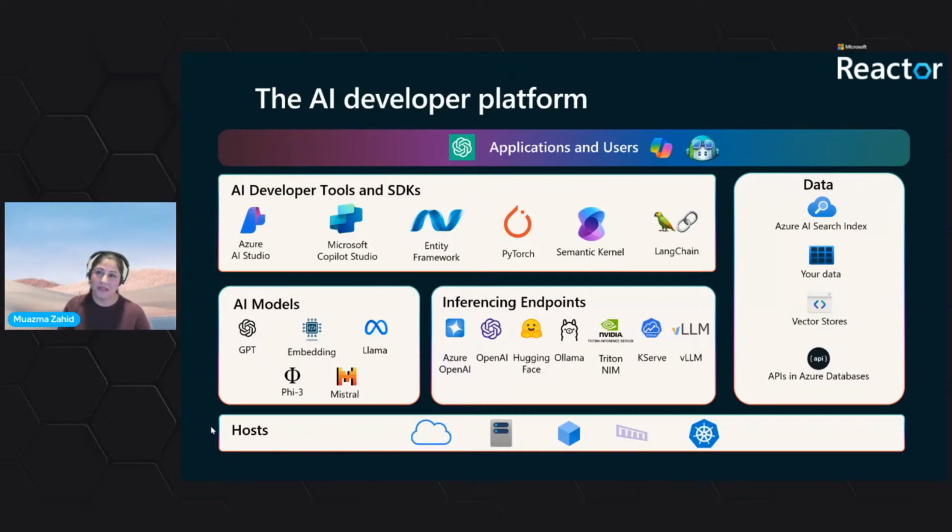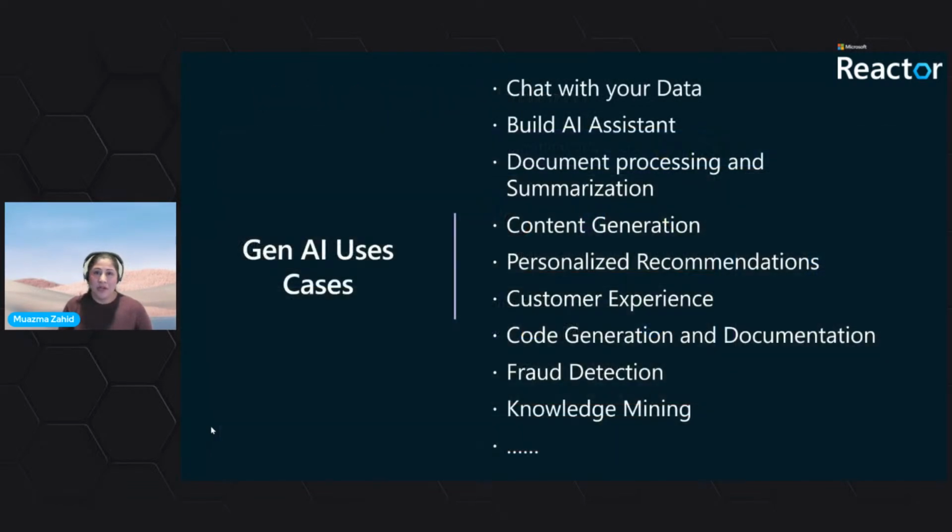Now, what are the different types of Gen AI use cases that we see customers building today? This is just to give you some ideas of what you can build in this hackathon using Azure SQL DB and Fabric. You can build a solution that lets you chat with your data using natural language. You can build an AI assistant or a copilot of your own. You can build a document processing solution, content generation, personalization, and the list goes on and on.